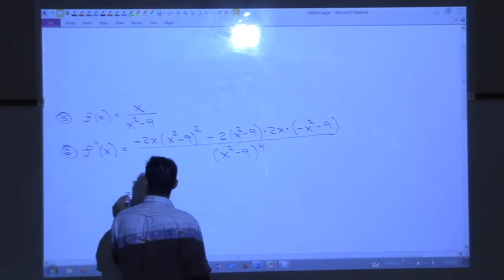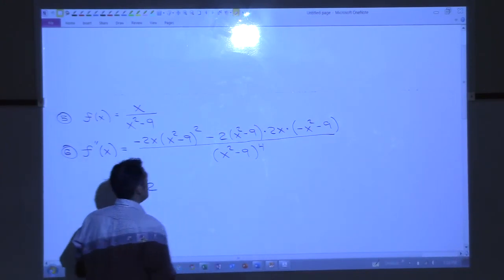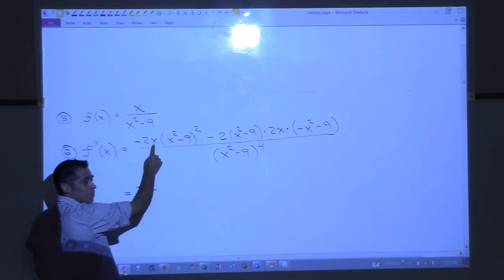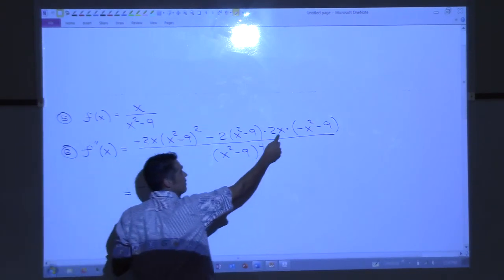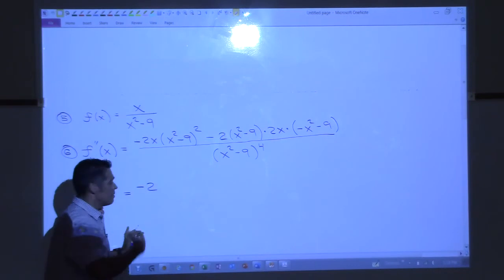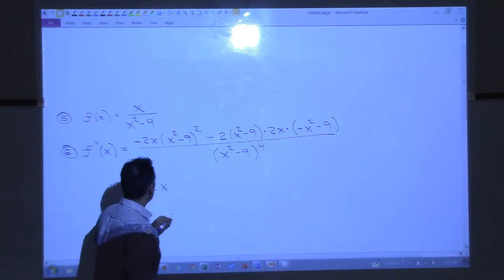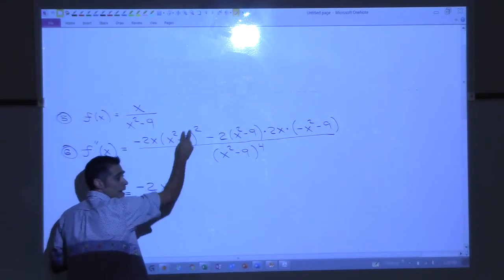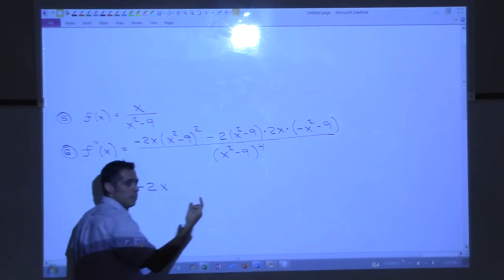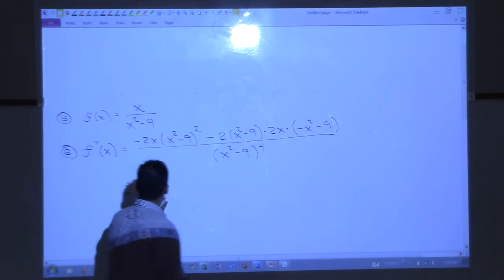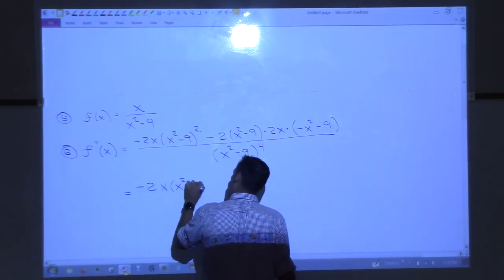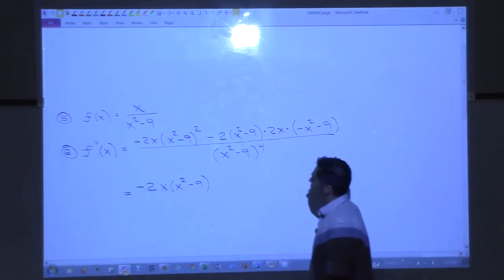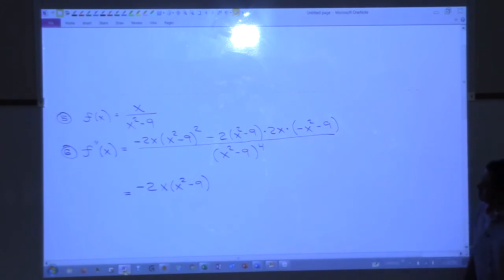So I'm going to pull a negative 2 out. Okay, in terms of factors, there's an x factor in this one, right? And there's an x factor in this one. So I can pull that x out of both. What other factors can I pull out? There's an x squared minus 9. There's 2 factors here, and there's 1 factor there. So I can pull out 1 factor of x squared minus 9. And is there anything else I can pull out of all these? I think that's it. Nothing else. Is that all right?